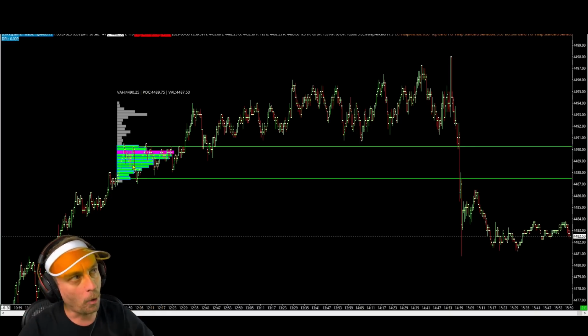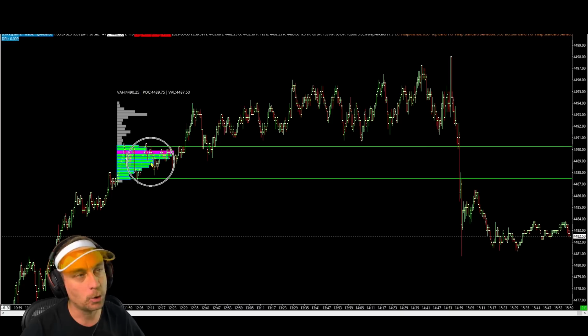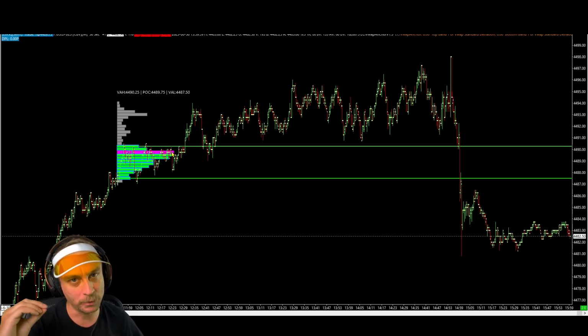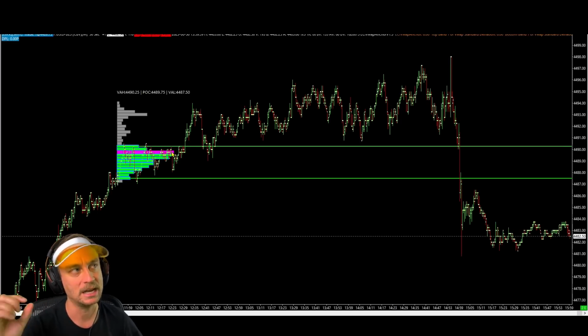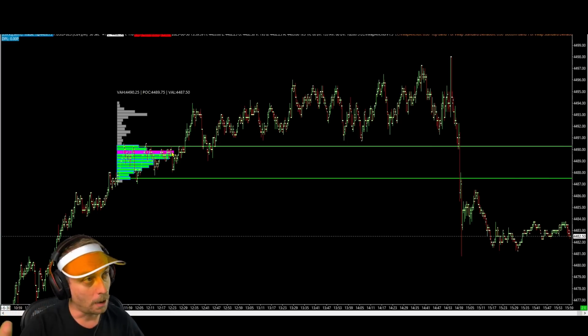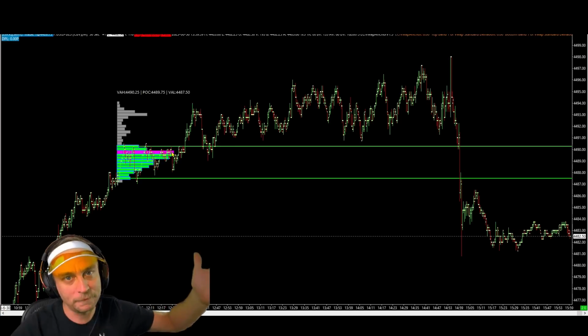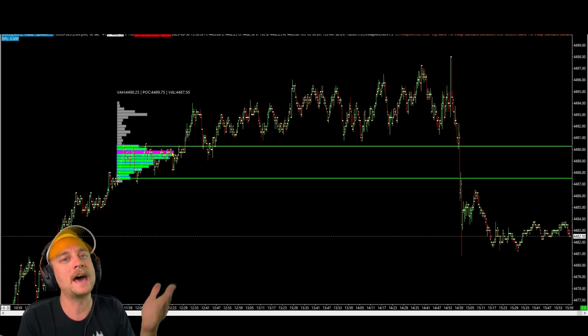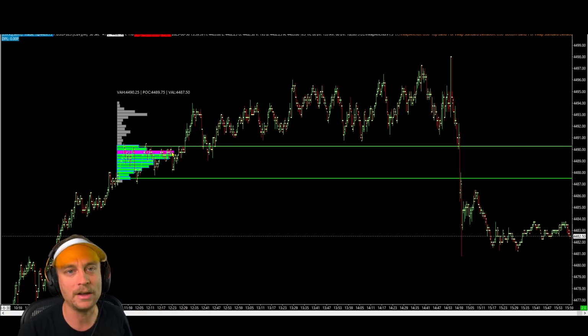So while the highest node isn't quite the center of the range here, I would put a lot of weight on that because that's where the most volume has transacted. That is what is deemed to be fair market or fair value, okay?